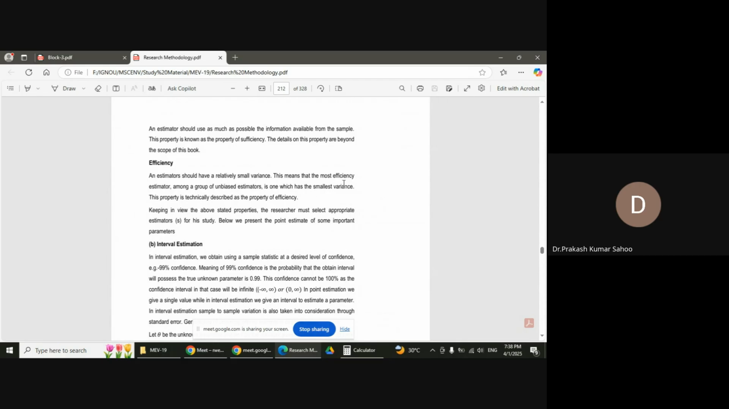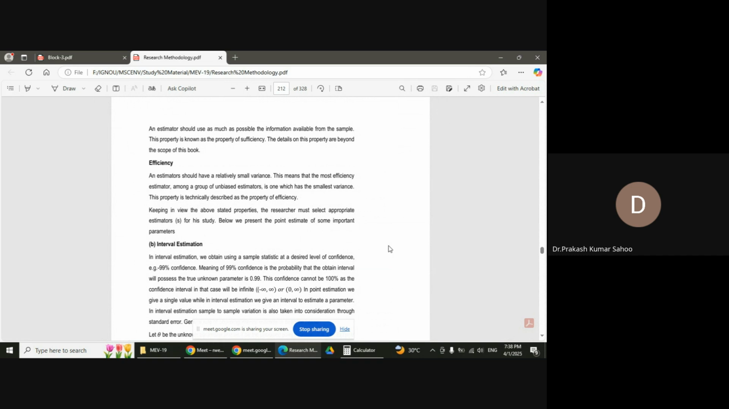This means that the most efficient estimator among a group of unbiased estimators is one which has the smallest variance. This property is technically described as the property of efficiency. Keeping in view the above properties, the researcher must select an appropriate estimator for his study.